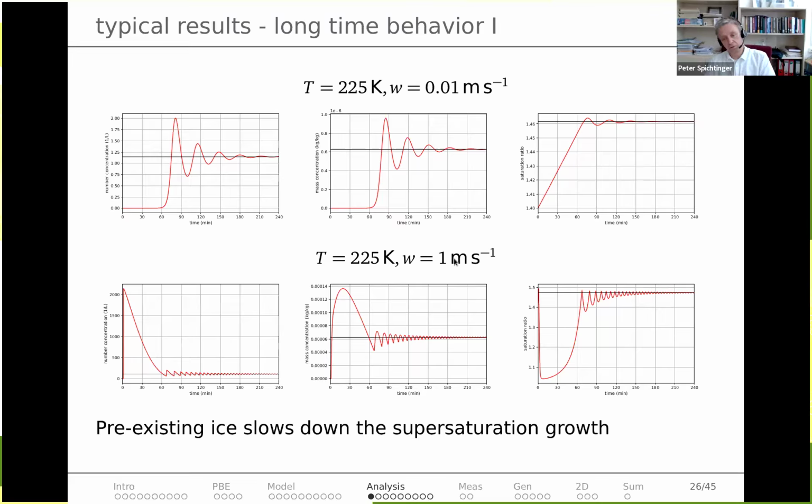If you enhance the vertical velocity a lot, by 2 orders of magnitude, you have more or less the same story. A huge nucleation event at the very beginning, but then you have these tiny nucleation events: number concentration, mass concentration, supersaturation. And you have more or less the same situation here.